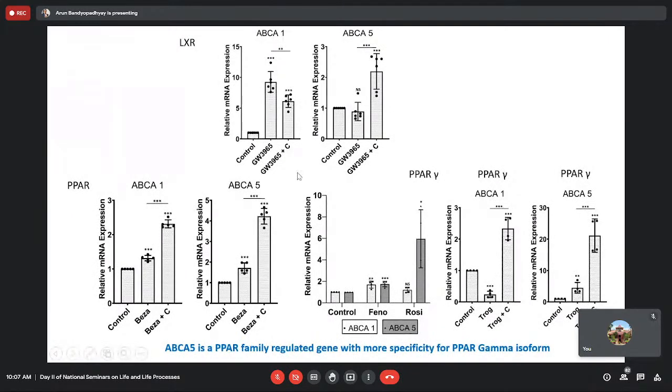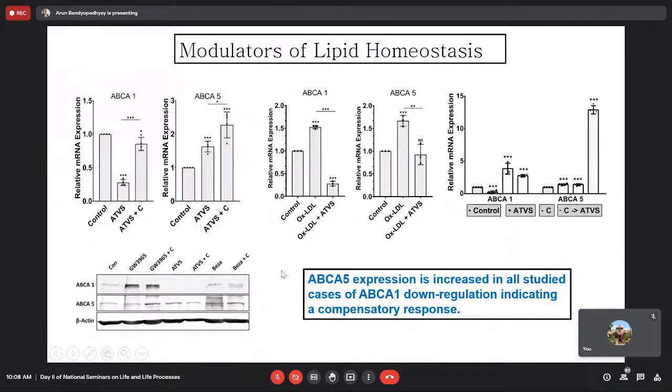So it looks like here we got the clue that ABCA1 and ABCA5 expression are compensatory. They are behaving in a compensatory process. So in a condition when ABCA1 is decreased, ABCA5 is increased. That gives an interesting clue, and that was reproduced with different kinds of agonists and antagonists.